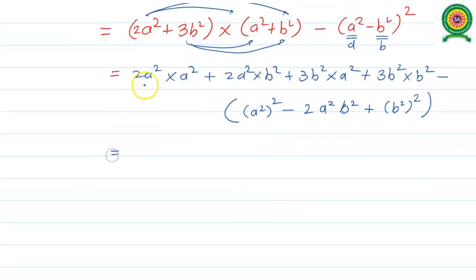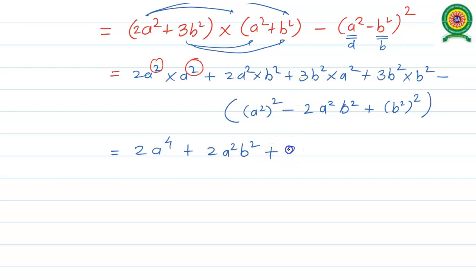Try to simplify it. We get 2 times a square into a square becomes a raised to 4. Once the bases are the same, as per the rule of indices, we add up the powers. That means 2 plus 2 becomes a to the power 4. So we have 2 times a to the power 4, plus 2 times a square into b square, plus 3 times b square into a square, which is the same as a square into b square. Now the bases are the same as b, so we add up the indices: 2 plus 2 becomes 4, so we get 3 times b to the power 4, minus a square the whole square.